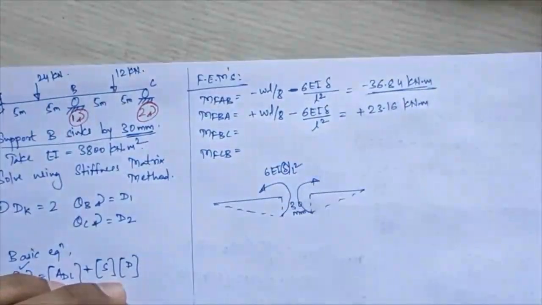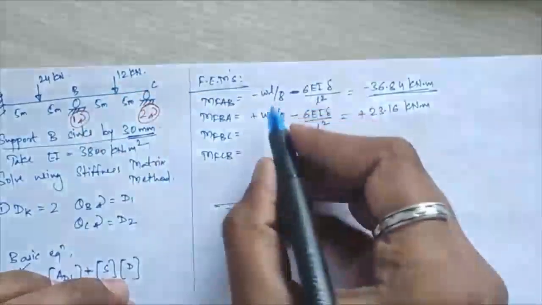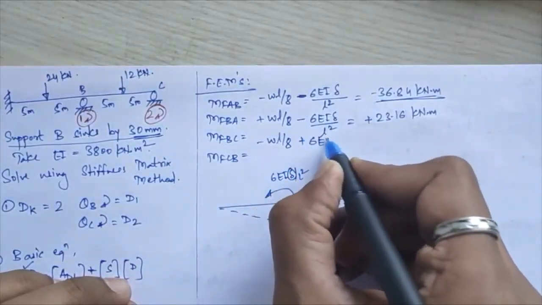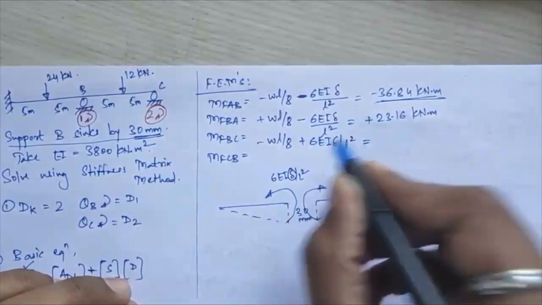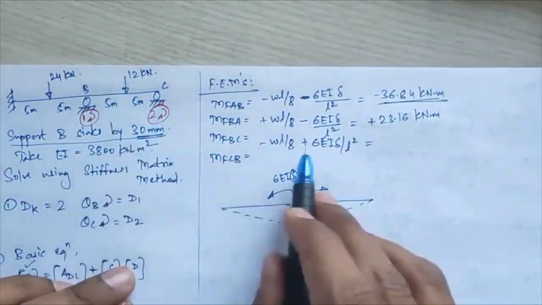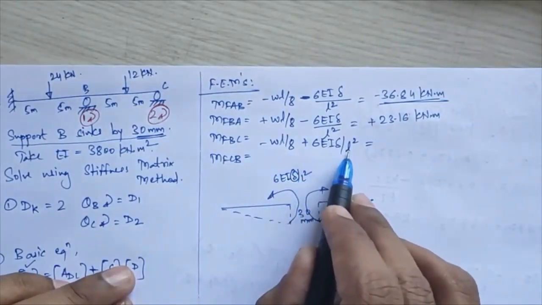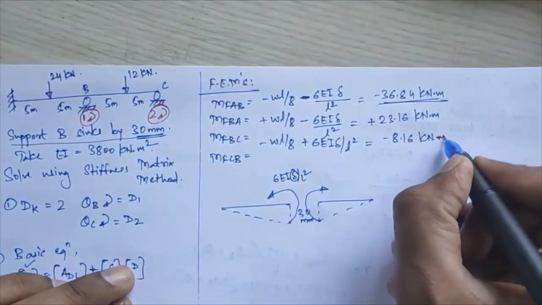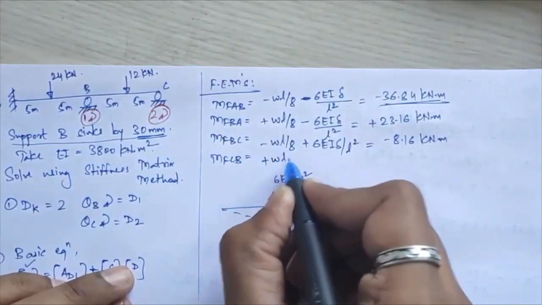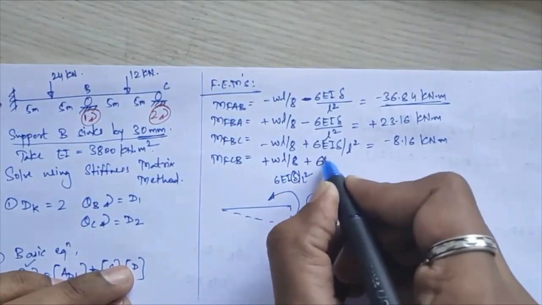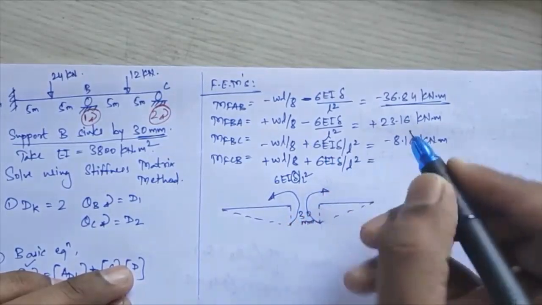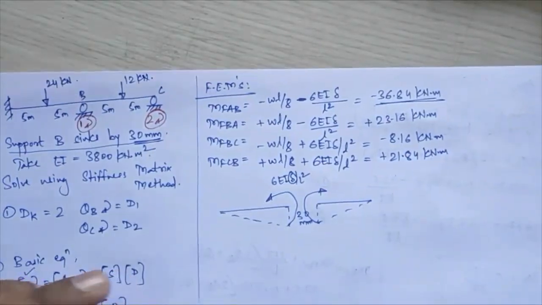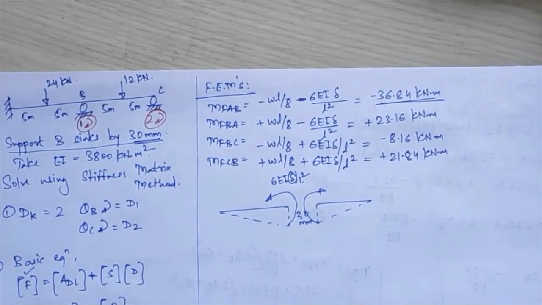Same way MFBC, that will be again for BC point load minus WL by 8, but the restoring moment here will be plus 6 EI delta upon L square. So if you substitute the values, W will be 12, L is again 10, divided by 8, plus 6 EI delta upon L square, L is again 10 square, I get this value as minus 8.16 kilonewton meter. And the last value, this is again plus WL by 8 plus 6 EI delta upon L square, so that will be plus 21.84 kilonewton meter. So these are the fixed end moments that I am getting over here.